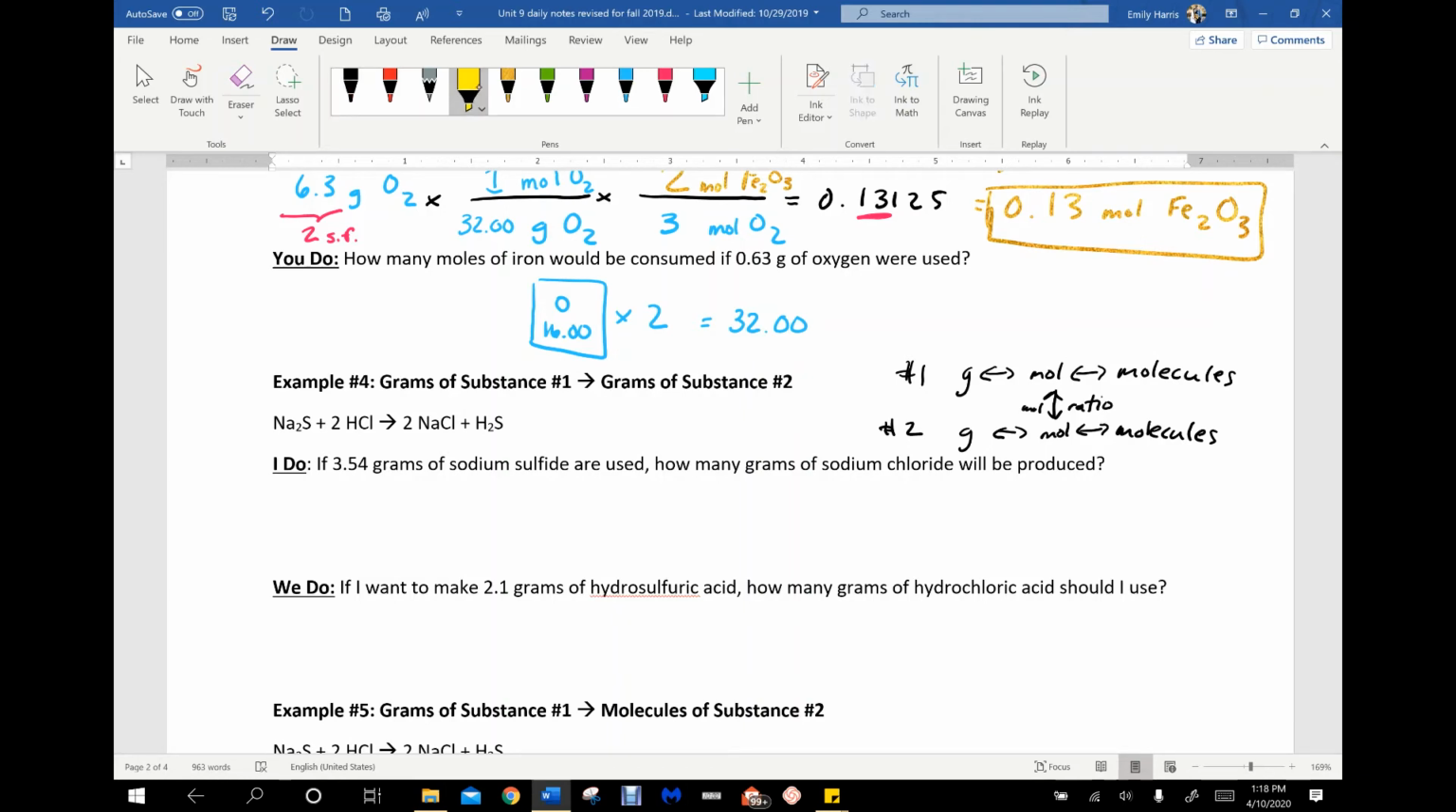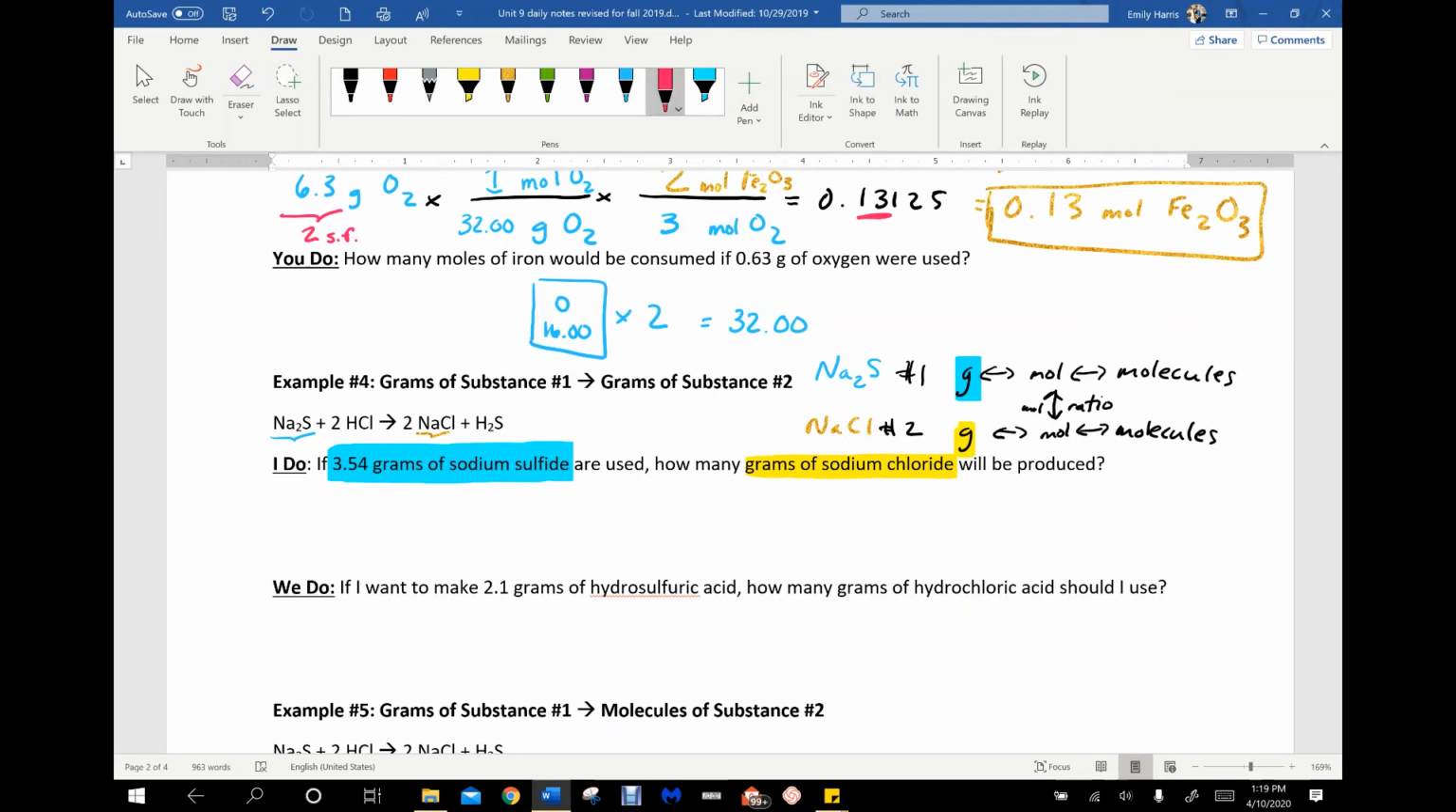So this one tells us if we're starting with 3.54 grams of sodium sulfide, how many grams of sodium chloride will be produced? So let's go ahead and make our plan. So we're starting with sodium sulfide. Our reaction tells us that's Na2S. And we're ending with sodium chloride, which is NaCl. So we're starting in grams for our first substance and wanting to end with grams for our second substance.